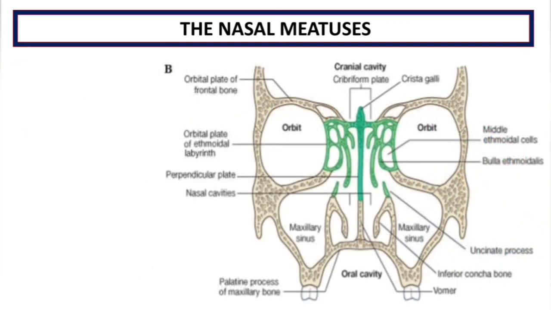This is another view. On this view, you can see inside here the cranial cavity and down the oral cavity. It's actually a section through the ethmoid bone. You can see the crista galli here extending into the cranial cavity. You can see the orbits here, the orbit and its contents, the superior nasal concha, medial nasal concha, and inferior nasal concha, the uncinate process, the maxillary sinus. So this is the end.